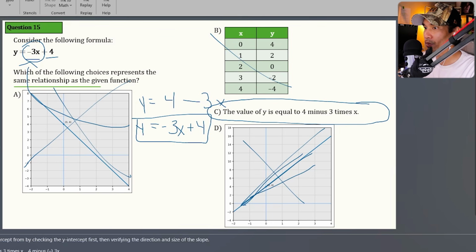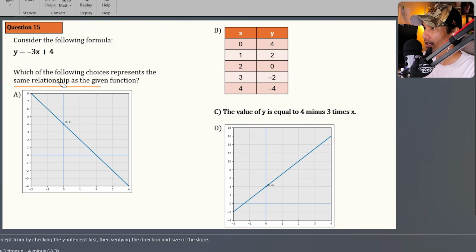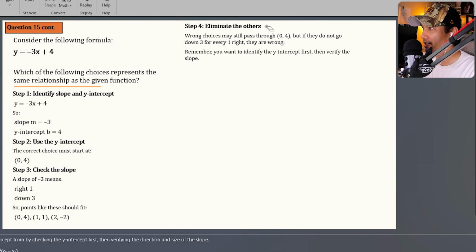So let's see what we have here. And then we have that it's C. So if you guys didn't notice, I boldfaced in orange the correct answer. And then let's go ahead and see what's going on.